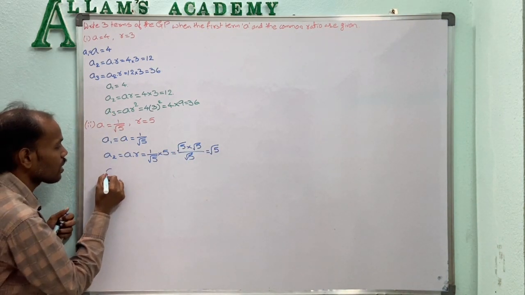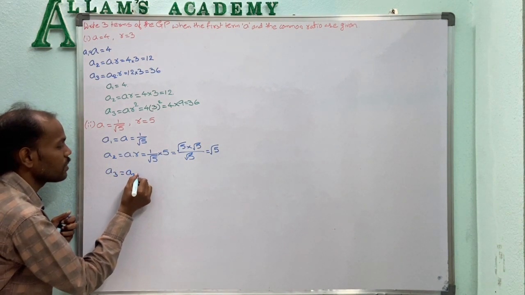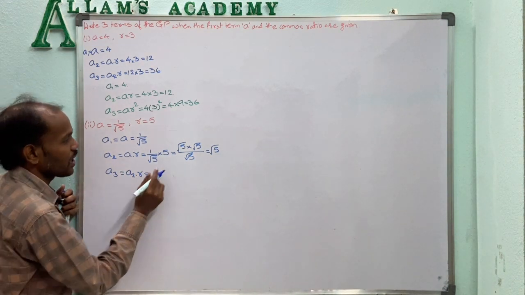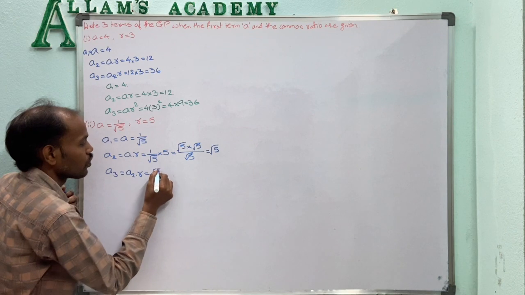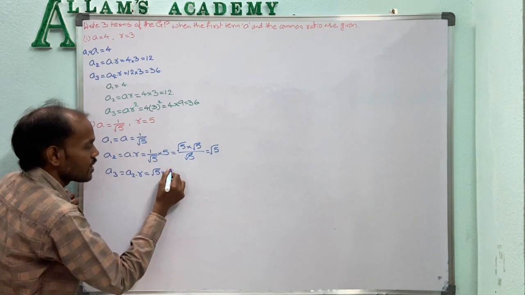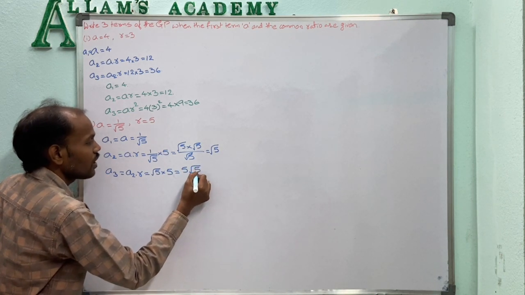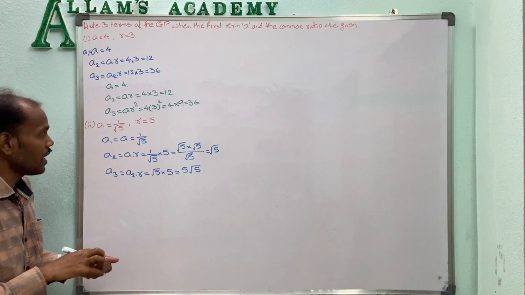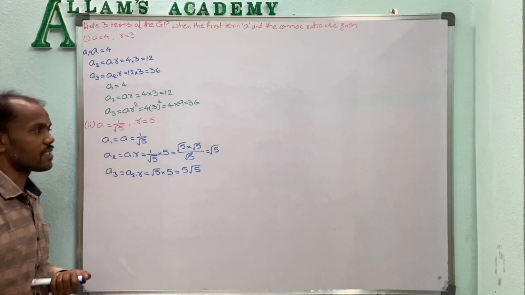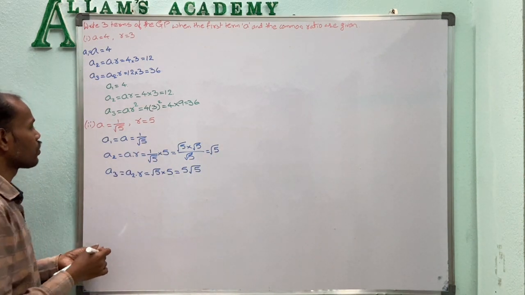Now the third term a3 is the second term again multiplied by r. The second term is root 5 and the common ratio r is 5. So root 5 into 5 is 5 root 5. So these are the first three terms of the series: 1 by root 5, root 5 and 5 root 5.